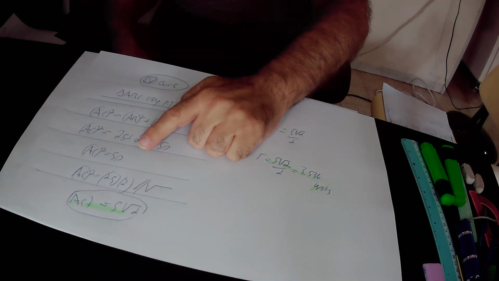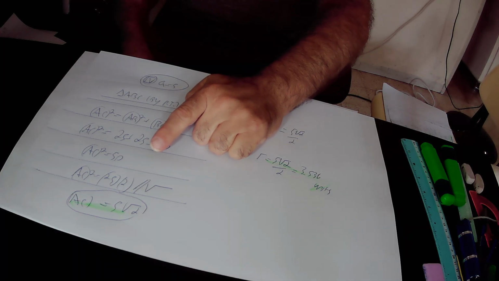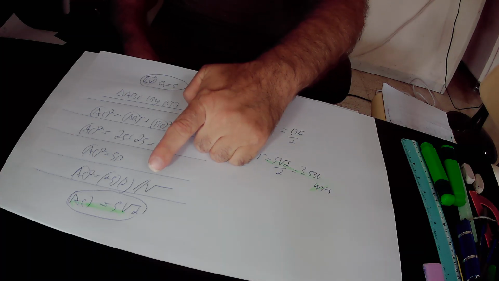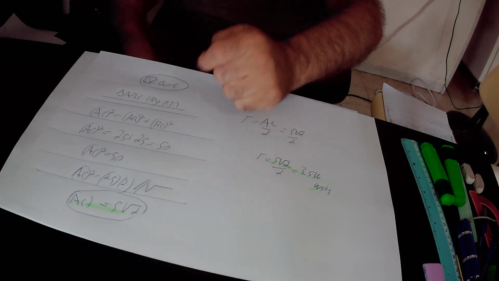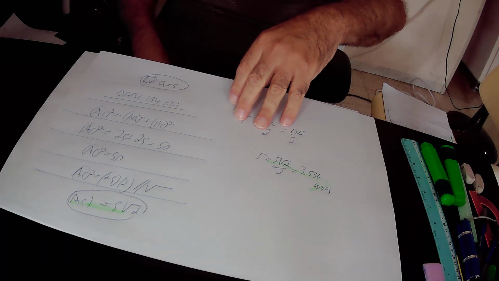Here we substitute 50 by 25 times 2, and so AC squared equals 25 times 2. Taking the square root, AC equals the square root of 25, that is 5, so inside the root we are left only with 2. So in total, we found out that AC equals 5 times square root of 2 units.